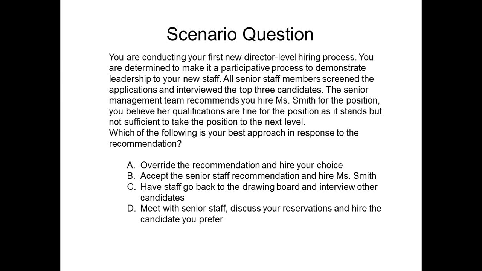And again, they make it clear in the scenario, you're determined to make it participative and to demonstrate leadership. Leadership doesn't always need to be hierarchical. Leadership can be leading by example and being a servant leader. You know, those kind of conversations as well. I do agree, though, with the rewrite to D, it might be even harder. But B is in fact the accepted answer.